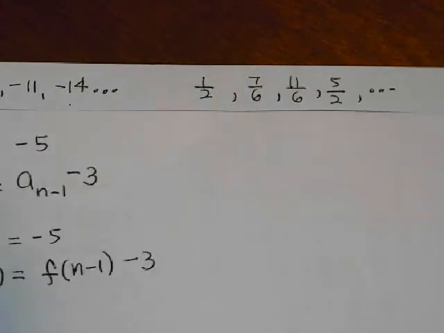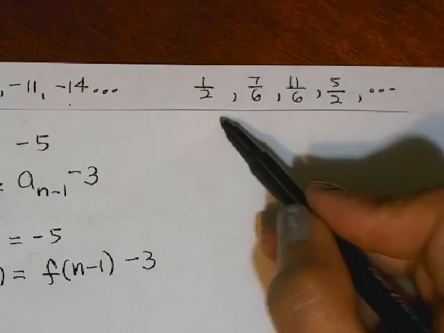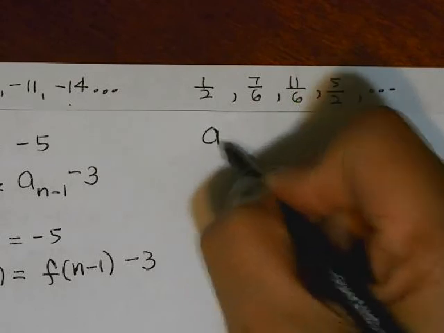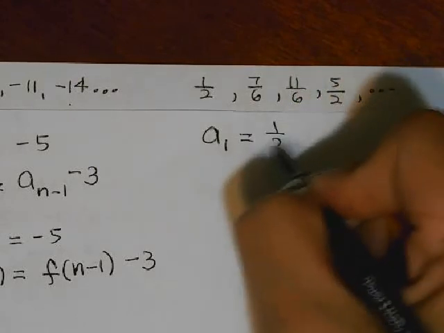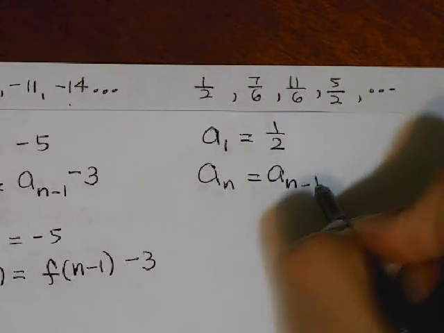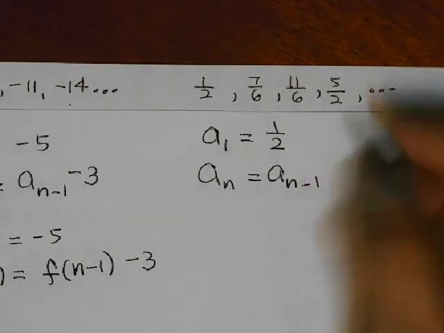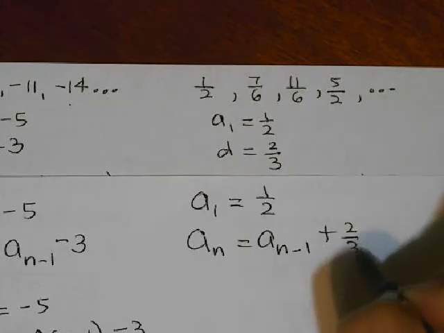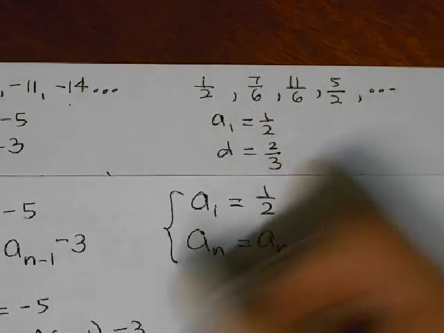So try to pause the video and write the recursive rule for this. Recursive rule. So a sub 1 is 1/2. A sub n equals a sub n minus 1. What is the d of this? 2/3. So plus 2/3, just like that. Very easy.